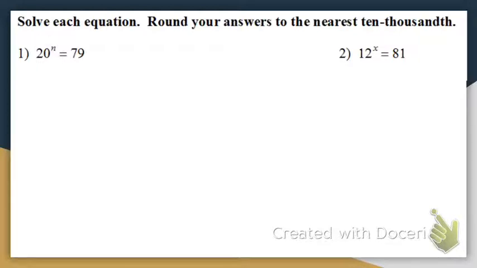So I want you guys to rewrite this problem again, but I want you to write a logarithm in front of both sides. So we're going to write log of 20 to the power of n equals log of 79. And remember, anytime you have a log that has no base, what's that base that's invisible down there? 10. That's called the common logarithm. That's log base 10.